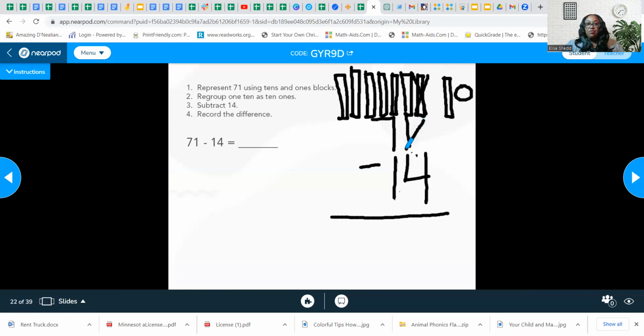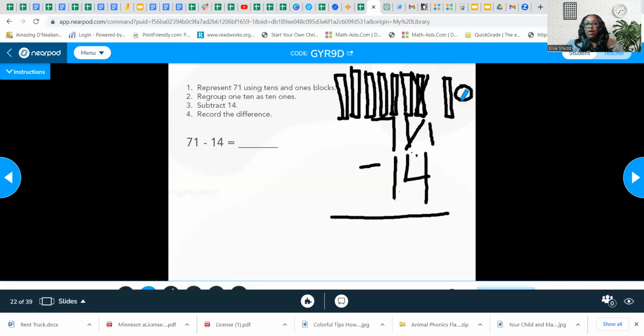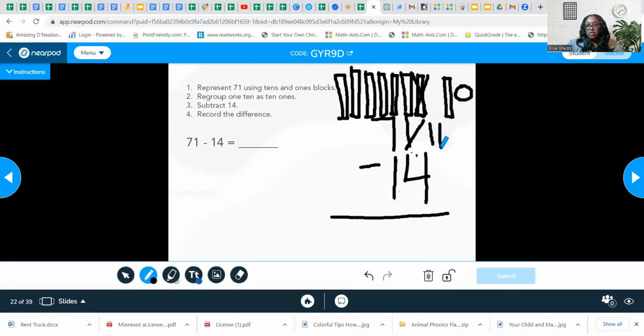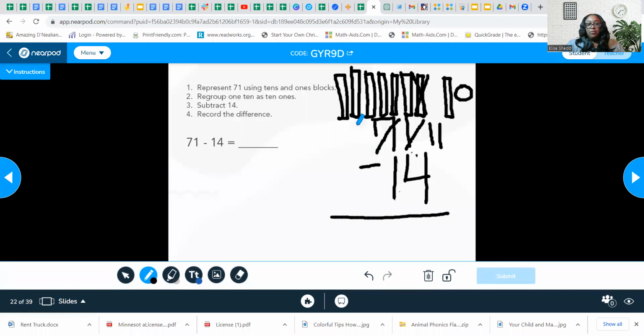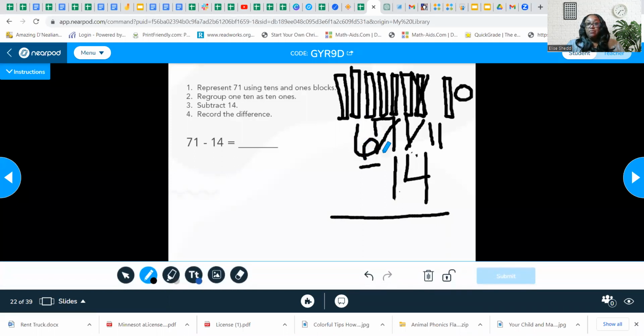Of course, I'm going to cross it out. You have one set of ones, which is 1. And then you have 1. So 1, 1, 11. Good job. And since we took some from the tens place, we got to scratch that out. It's not 7 anymore. We have 6 base 10 blocks, okay? Now we have 6 minus 1 and 11 minus 4.